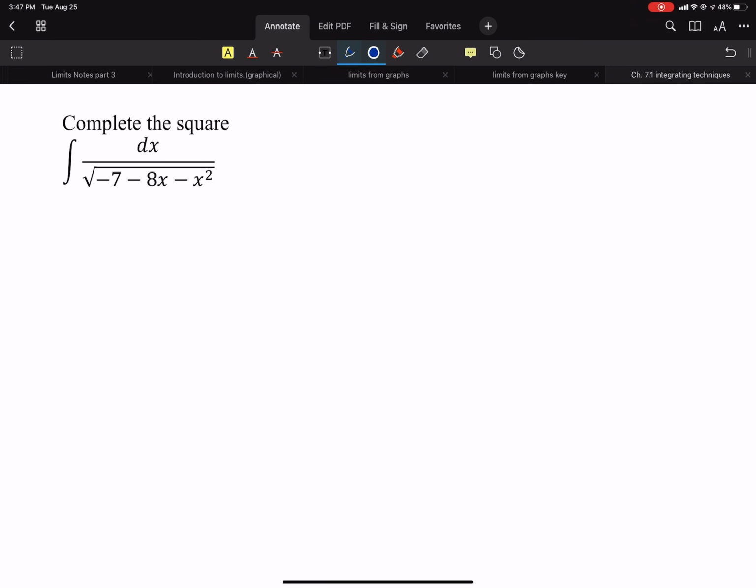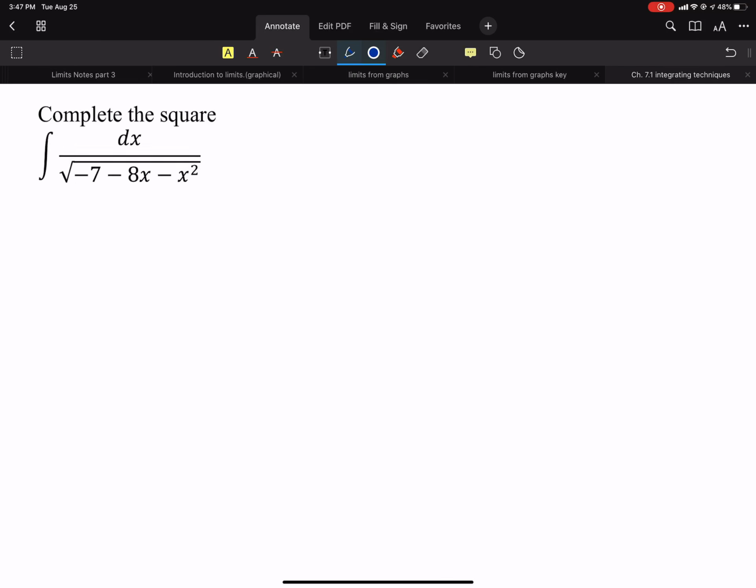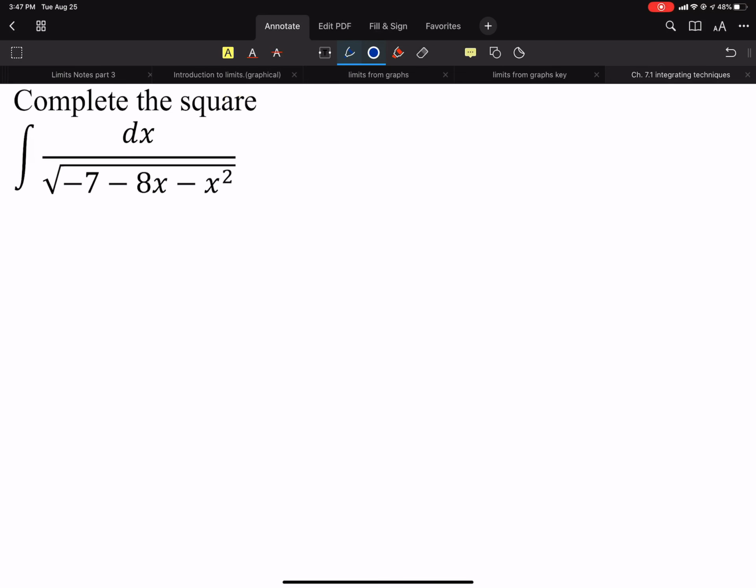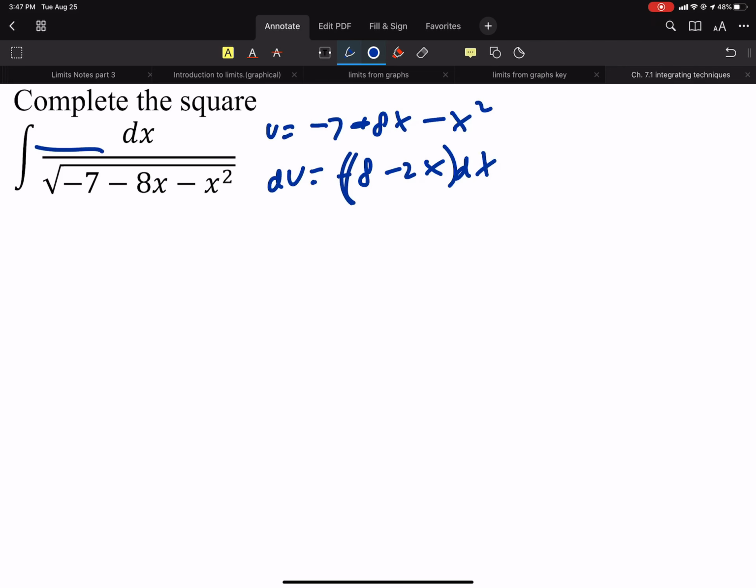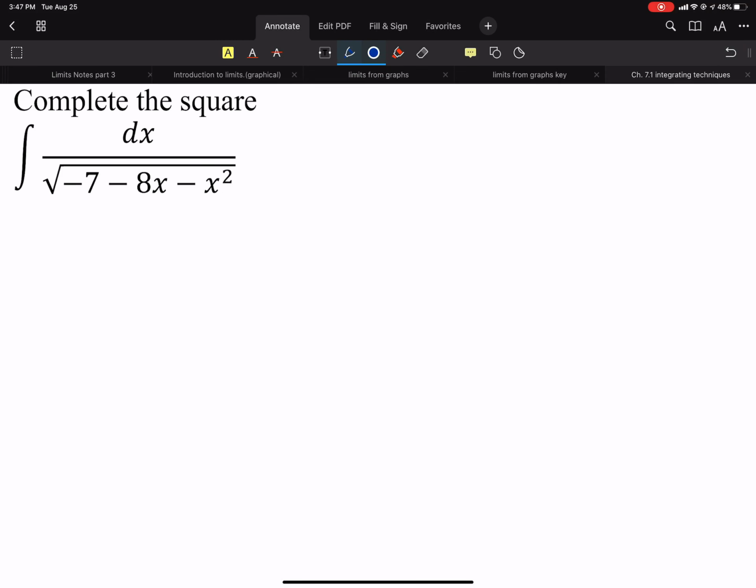Completing the square. Woo! So you could try u-subbing, and you could try crazy things like, hey, let's try making u equal negative 7 minus 8x minus x squared. Du would become negative 8 minus 2x dx. And you have nothing like that here. And there's no way you can get it there. So craziness says that's not going to work. And so you're like, what can I do? This is ugly. I have no clue.